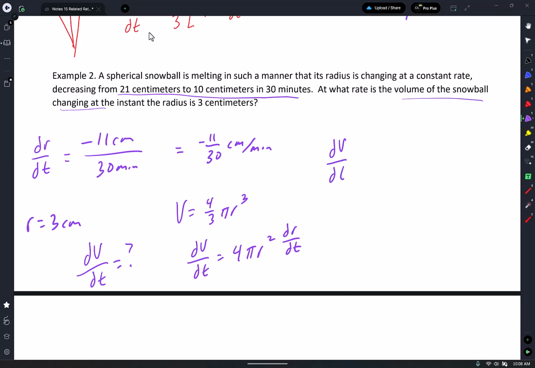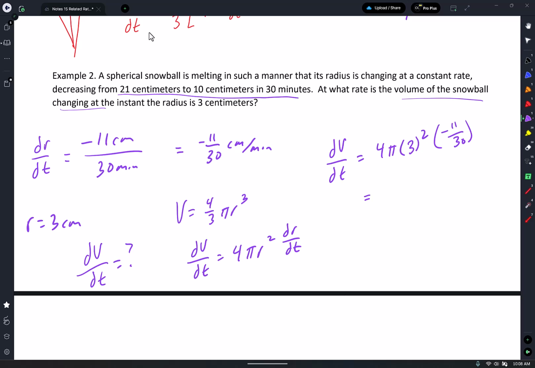dv dt equals, I'm going to plug in 4 times pi times 3 squared times negative 11 over 30. All the units check out. Everything's in centimeters. So centimeters squared times another centimeter, you're going to get cubic centimeters per minute. Are we still okay?